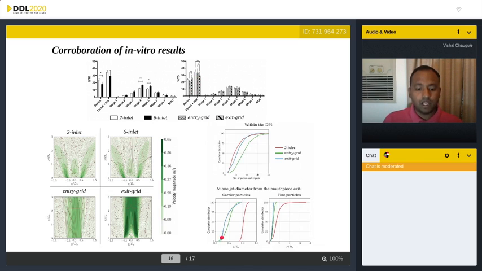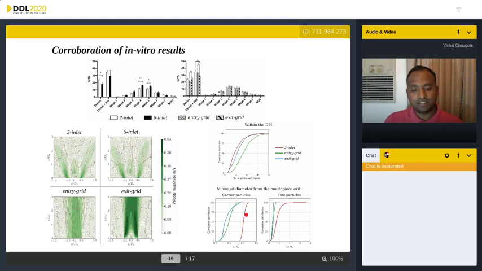Now, we can also bring in CFD results where we first look at the particle wall impacts within the DPI. So the green line is for the entry grid case, which shows a higher number of particle collisions, which means a better deagglomeration potential. And that's why we see a lower mass of the drug retained in the device for this case.